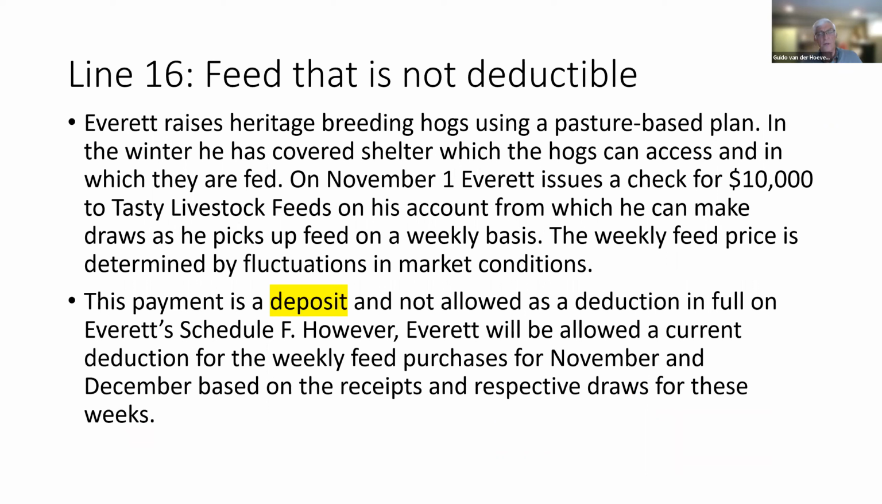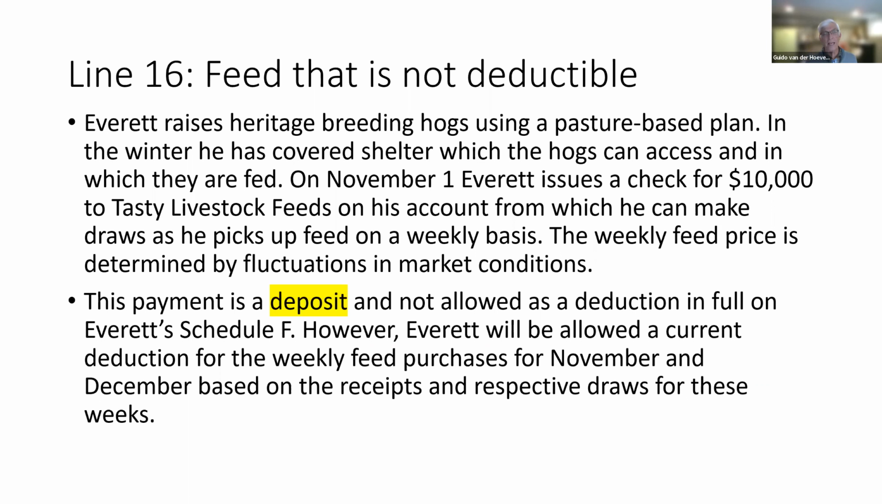Now, there is a difference because sometimes at the end of the year, we may want to take advantage of end of year sales, but you need to be very careful. And this example illustrates why. We've got Everett raising hogs. On November 1st, he issues a check for 10 grand to Tasty Livestock Feeds. Now, he does that on his account, and he can make draws, and he picks up the feed on a weekly basis. And the weekly feed price is going to be determined by market conditions. So if he picks up the same amount, it could be that's going to be a different price each week.